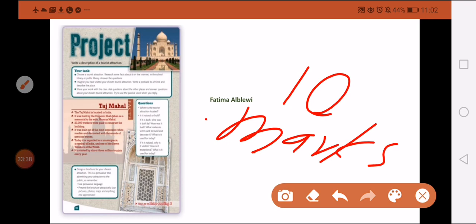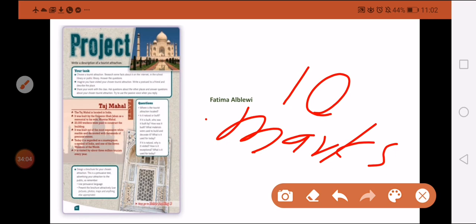Taj Mahal is located in India. It was built by Emperor Shah Jahan as a memorial to his wife Mumtaz Mahal. It was built. Of course, all of these are facts. 20,000 workers were paid to construct the building. It was built out of the most expensive white marble and decorated with thousands of precious stones, and so on.